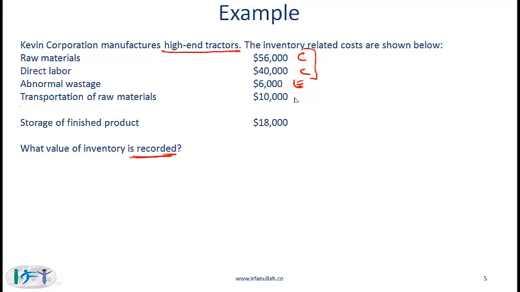Transportation of raw materials is capitalized, and storage of finished product is expensed. So our value that is recorded is going to be 56 plus 40 plus 10, which is 106,000.